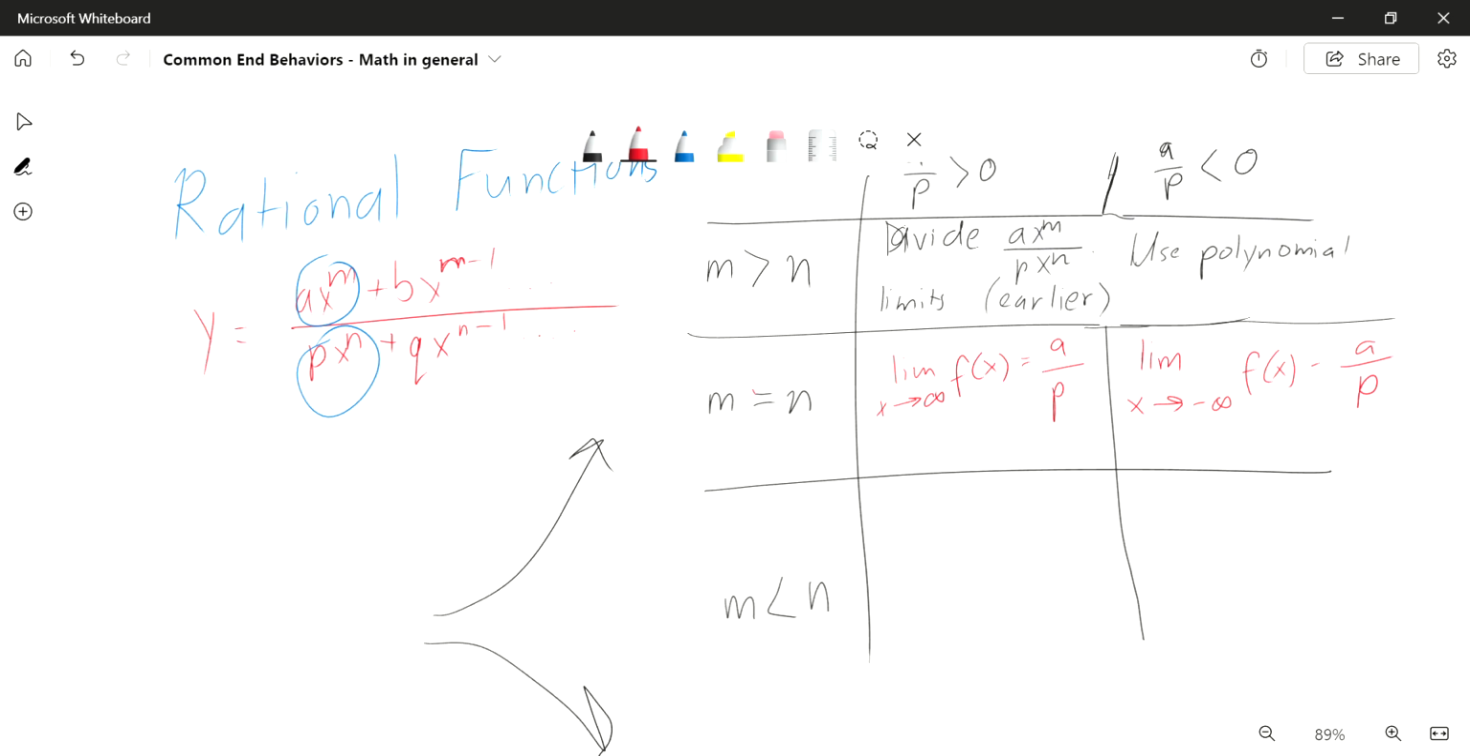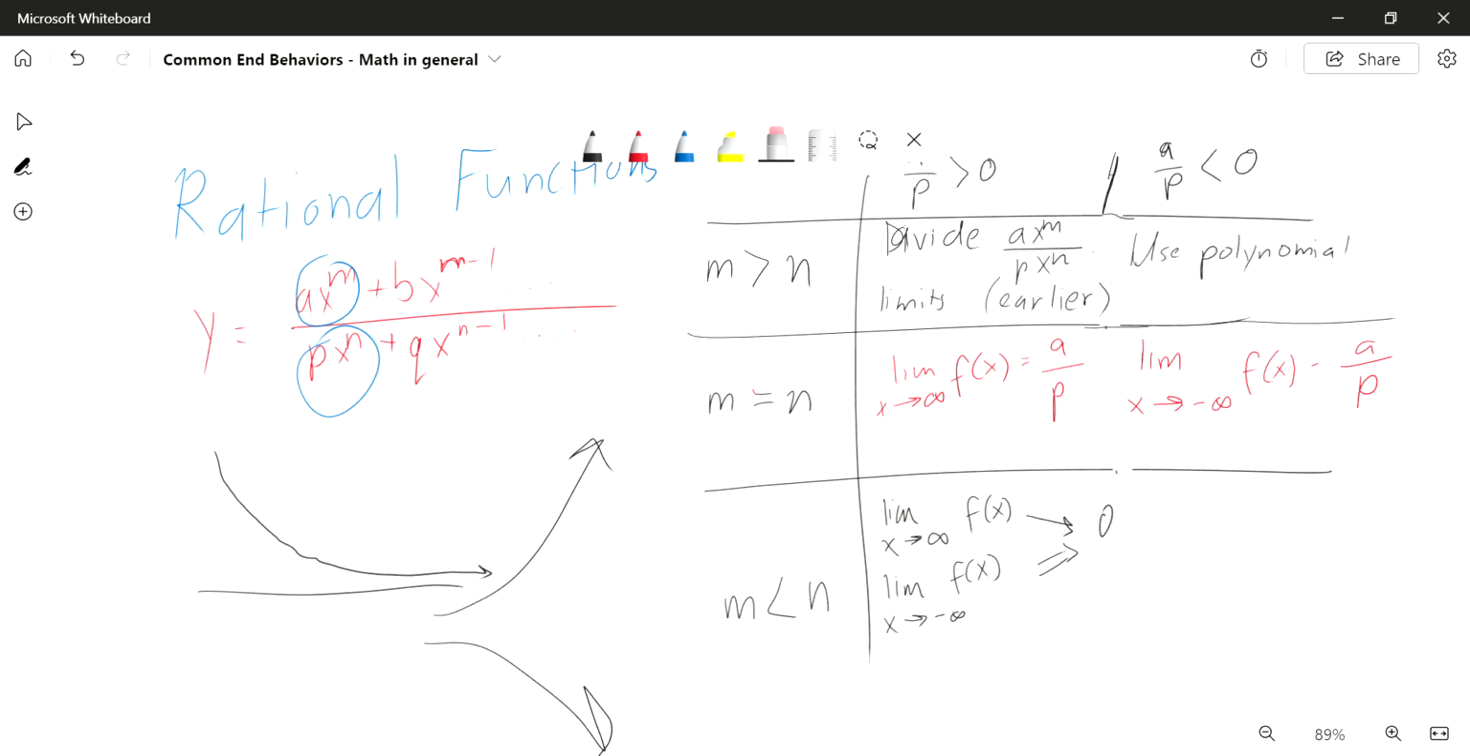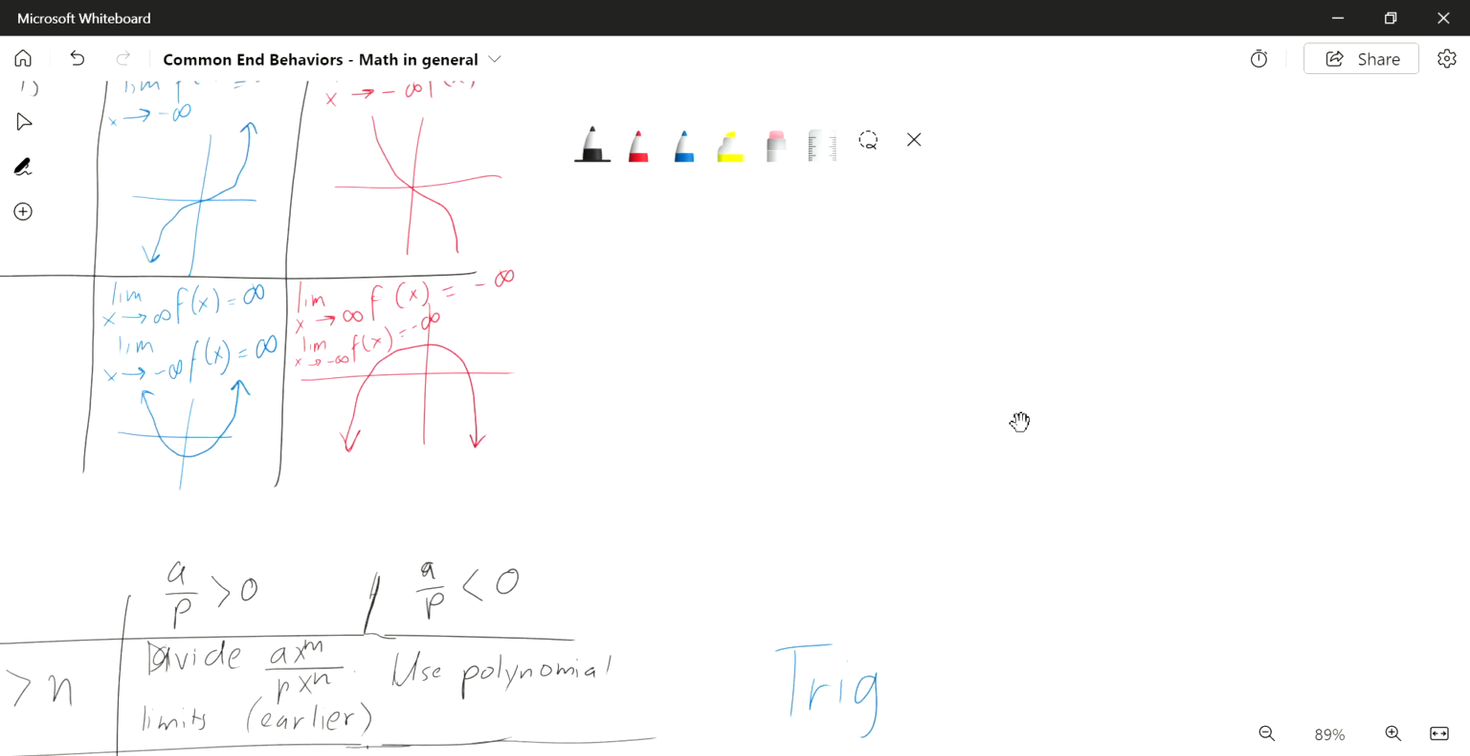But if the denominator's degree is greater than the numerator's degree, that just means that the denominator will increase faster than the numerator. So this function actually just keeps getting smaller and smaller until it reaches 0. So both limits in this case, if the denominator's degree is greater than the numerator's degree, would just be equal to 0. And that doesn't get affected by the leading coefficients or anything. It's just 0, no matter what.